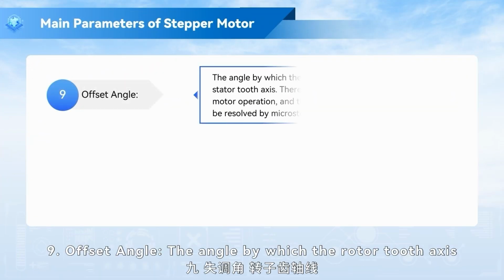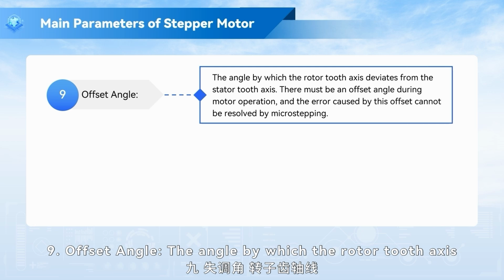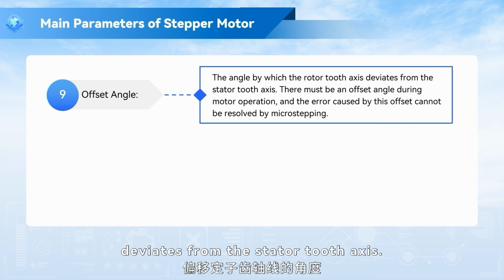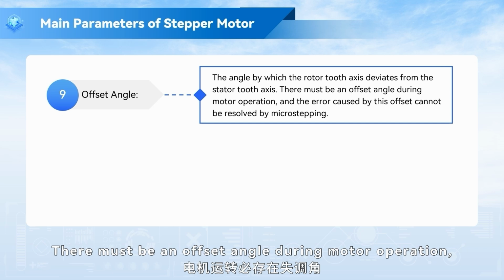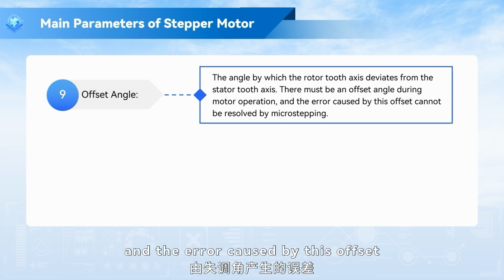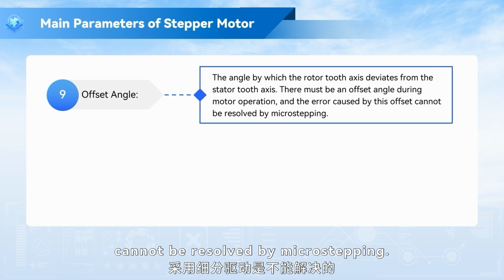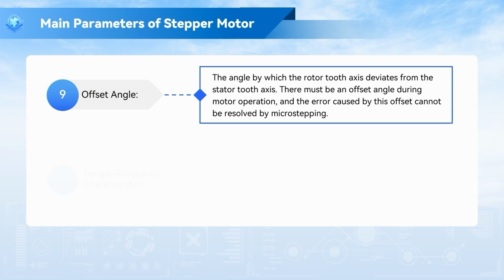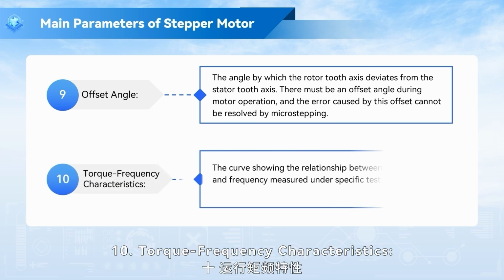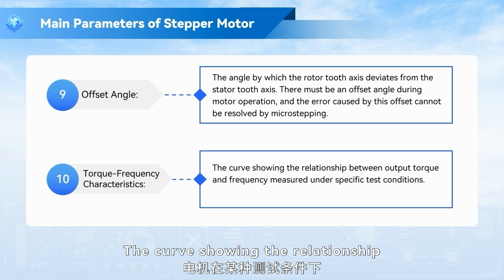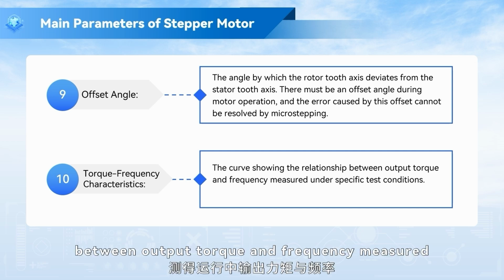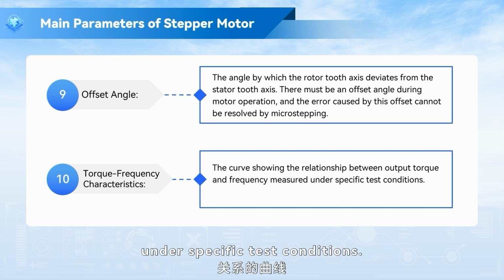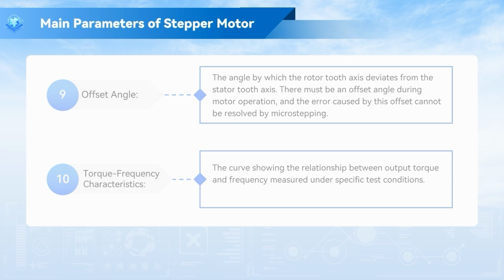9. Offset angle, the angle by which the rotor tooth axis deviates from the stator tooth axis. There must be an offset angle during motor operation, and the error caused by this offset cannot be resolved by microstepping. 10. Torque frequency characteristics, the curve showing the relationship between output torque and frequency measured under specific test conditions.